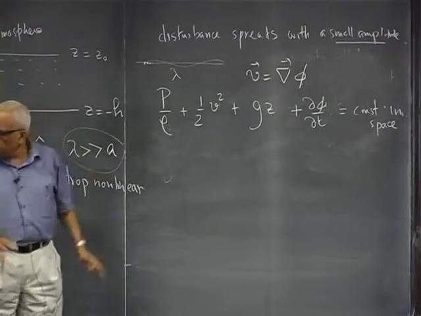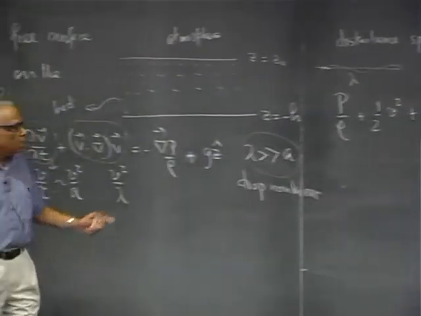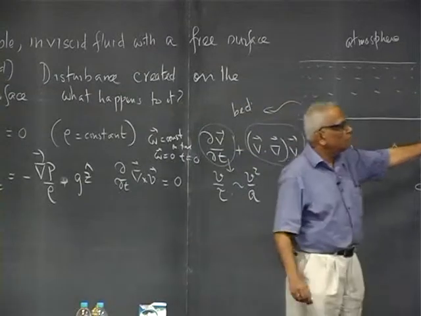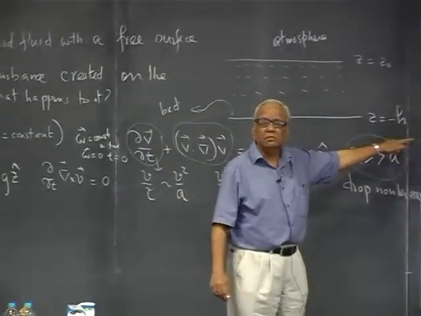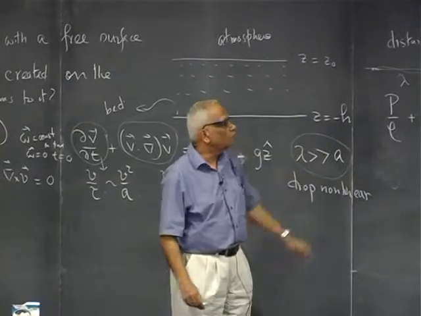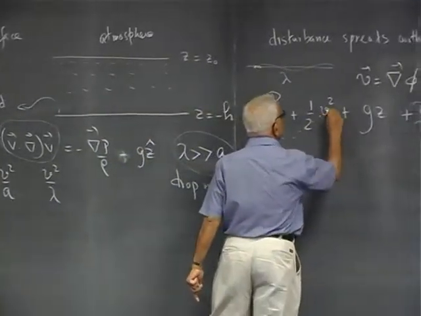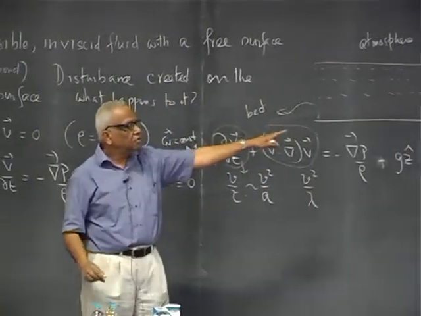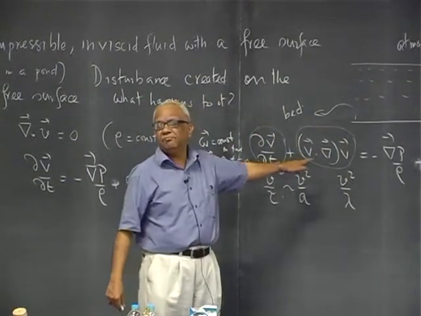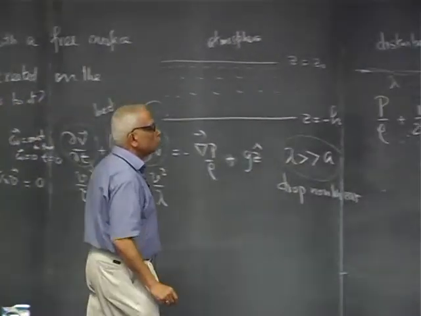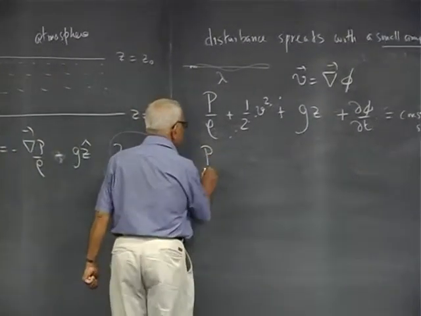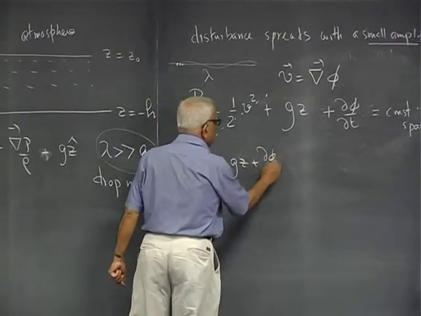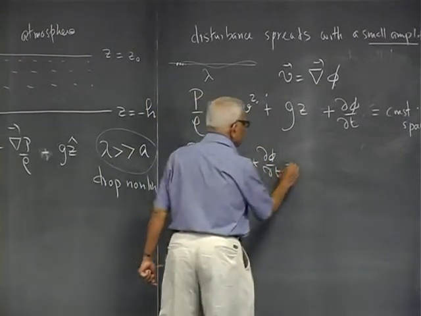But now, from what I have said, can I drop some term in this Bernoulli expression? Can I drop something? V squared. Out goes V squared. If I'm not going to have a V squared over here, then I don't want a V squared over there. After all, it came from here. So out goes V squared, and I have a rather nice situation: P over rho plus G Z plus del phi del T is equal to constant.